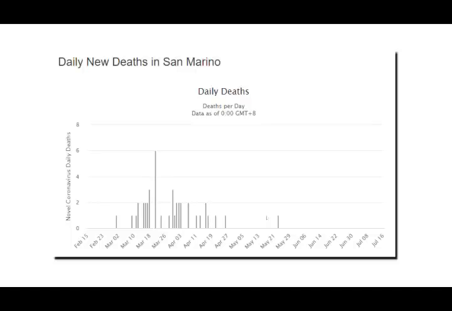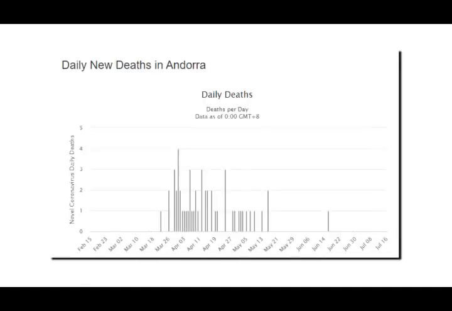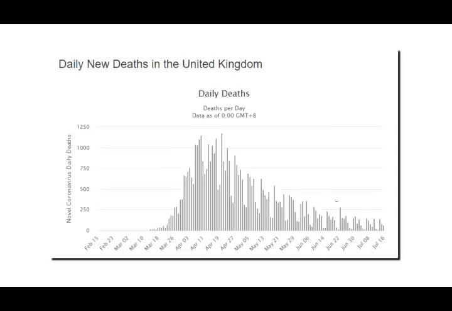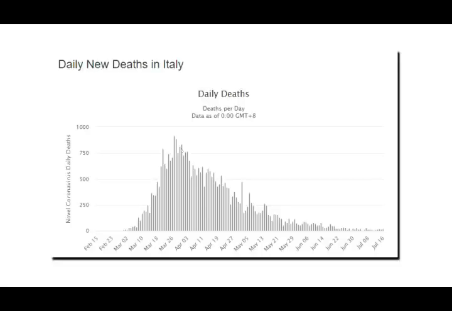They haven't had any deaths in almost 2 months. Belgium, with the second highest death rate in the world, also appears to have achieved herd immunity. Belgium has seen very few deaths over the past month. It's the same story with Andorra. And the United Kingdom appears to be rapidly closing in on herd immunity. After a huge spike in deaths in early April, Spain appears to have achieved herd immunity. And the same story with Italy.